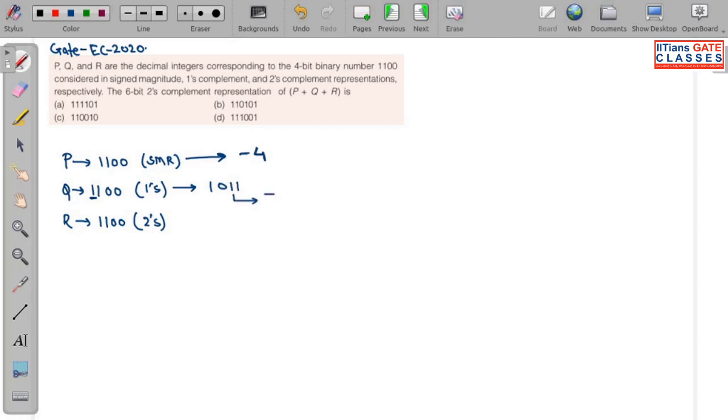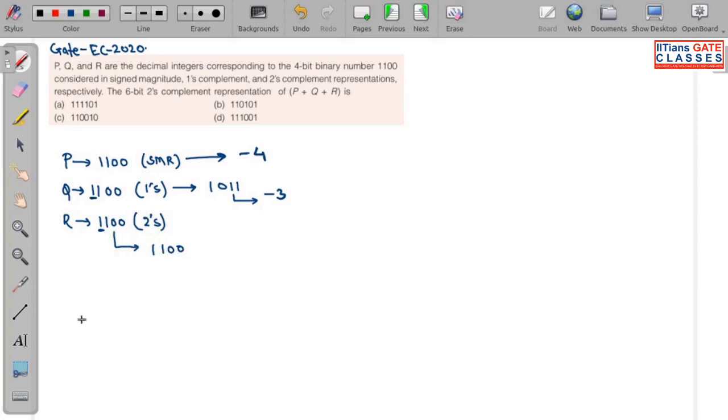So this is -3, and here also I can see the first number, the sign bit, is 1. So this is a negative number. So I have to take the 2's complement once again, and the 2's complement for this will remain the same. It will be 1 1 0 0. Why is it 1 1 0 0?